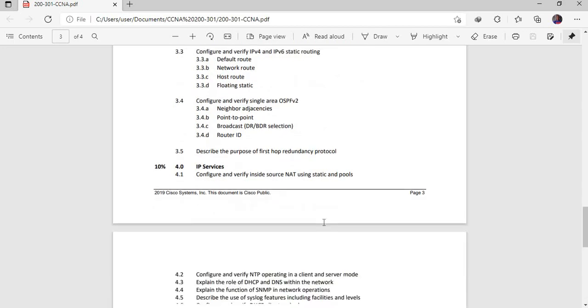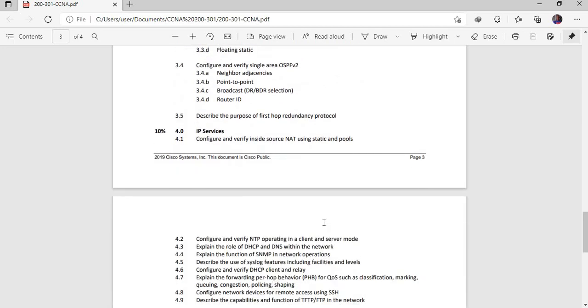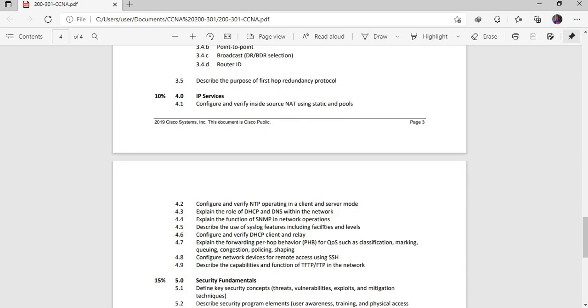Then there is IP services, which constitute 10% of your syllabus, where we will cover configuration and verification of NAT, configuration and verification of NTP operating in client and server mode. We will also look at DHCP and DNS. We explain the role and function of SNMP in network operations. We will describe the use of syslog features, DHCP client and relay. We will look at quality of service, SSH and TFTP.